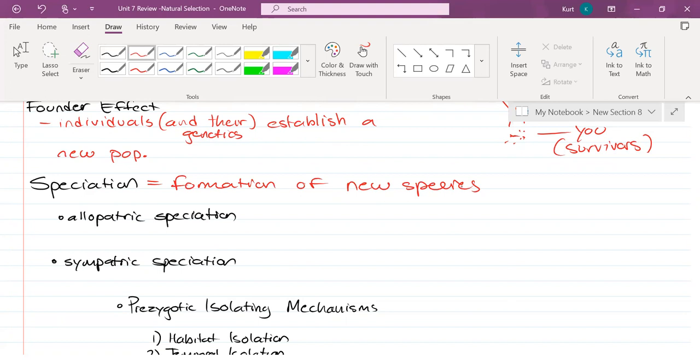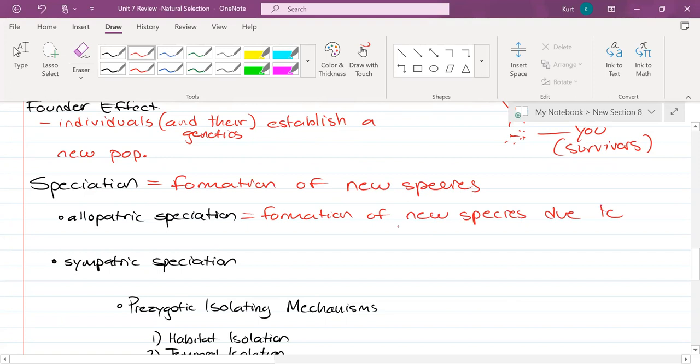Allopatric speciation is the formation of new species due to geographic barriers. We're talking canyons, fences, canals, valleys, oceans, rivers, lakes. And when they're separate, they are going to be under different conditions.